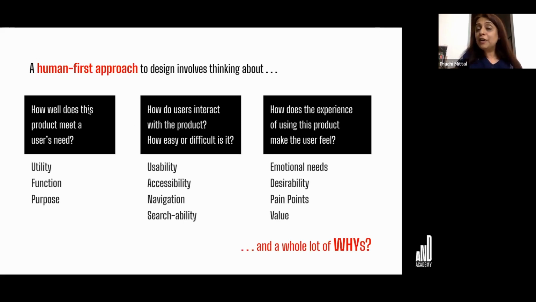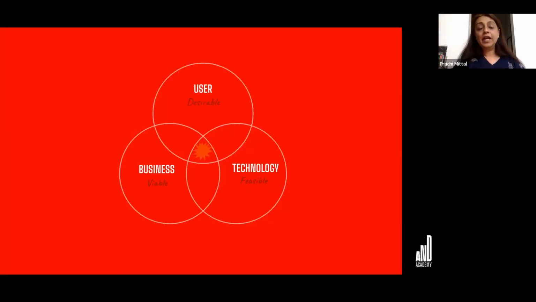And finally, how does the experience of using that product make the user feel? Actually, when the first two, the utility and usability, are taken care of, I will generally have a good emotional experience of it as well, right? So understanding emotional needs, desirability, pain points, the value, what is of value for me, right? And how do UX designers do it? By asking a whole lot of why. So if you want to be a UX UI designer, you have to make friends with the idea of why, right? It's going to be your best friend. The more why you ask, the better you will be as a designer.